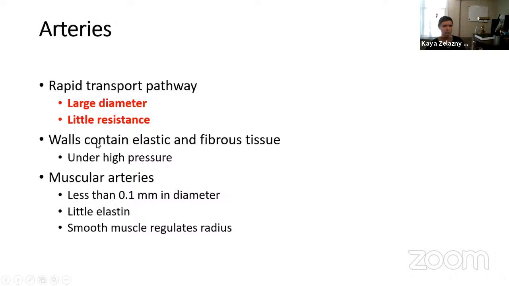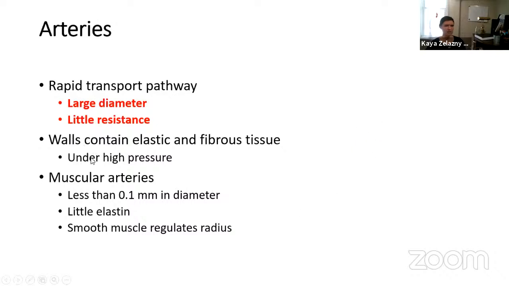The walls contain both elastic and fibrous tissue, so both those two types of connective tissue. The walls of those blood vessels are under high pressure, right? So we saw, I don't think I pulled up another image of it right now, but we saw how pressure changes across our systemic circulation. And we saw it was really high at the heart and in those first arteries. And we saw a rapid drop across the arterioles. And we had low pressure down in the capillaries.